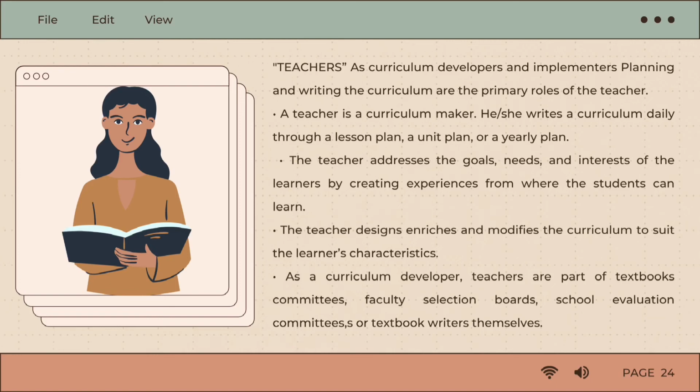The teacher designs, enriches, and modifies the curriculum to suit the learner's characteristics. As a curriculum developer, teachers are part of textbook committees, faculty selection boards, school evaluation committees, or textbook writers themselves.